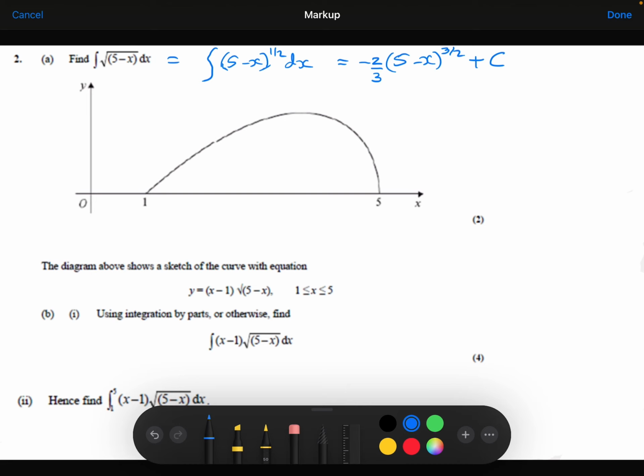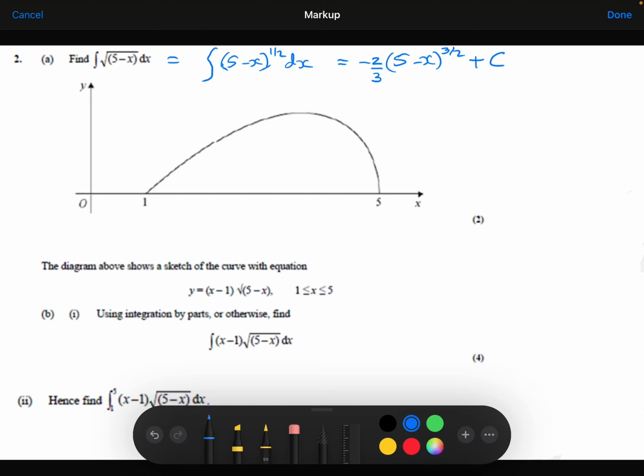Moving on, the diagram above shows the sketch of the curve with the equation y equals x minus 1 times the square root of 5 minus x between 1 and 5. Part B. Using integration by parts or otherwise, find the integral of x minus 1 times the square root of 5 minus x.